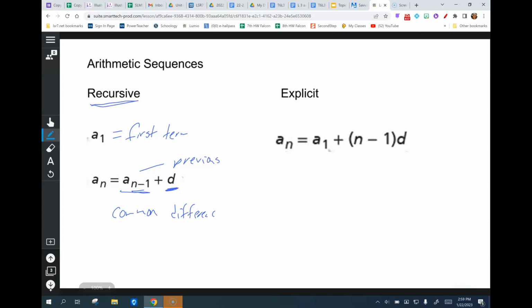Then we have the explicit formula where a sub 1 is the first term, n is the term number. What term are we on? And d is the common difference. Now, as you can see, we have a d in both of them and an a sub 1 in both of them. So we can use those. What explicit is so wonderful for is if we want to find the nth term. Like if we want to find the 12th term, we're going to plug 12 in here, and we're also going to plug 12 in there.